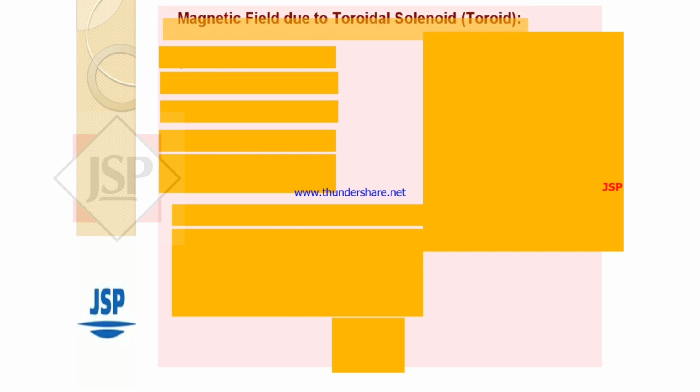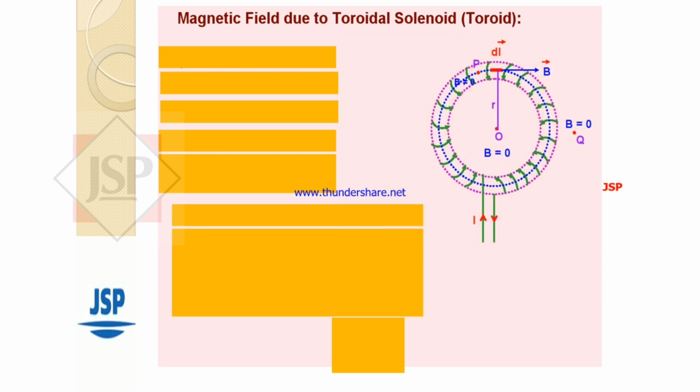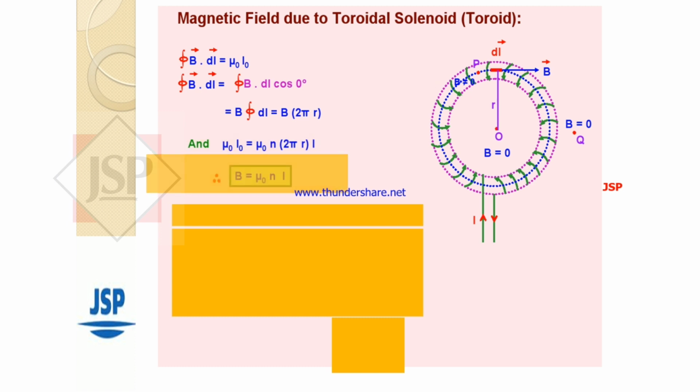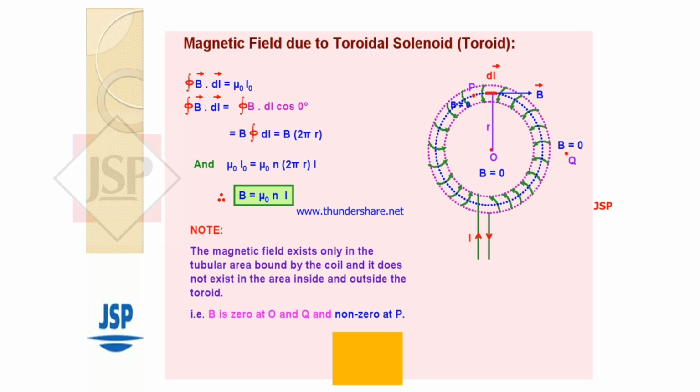Magnetic field due to a toroidal solenoid, that is a toroid. ∮B·dl = μ₀I₀. ∮B·dl = ∮B dl cos 0° = B∮dl, where ∮dl = 2πr, that equals B × 2πr, and μ₀I₀ = μ₀N 2πr × I. Therefore B = μ₀nI.